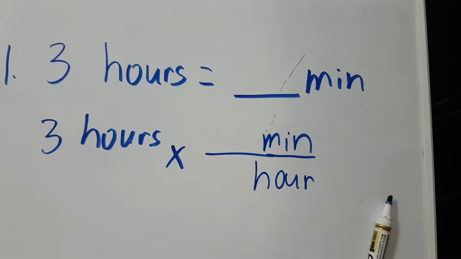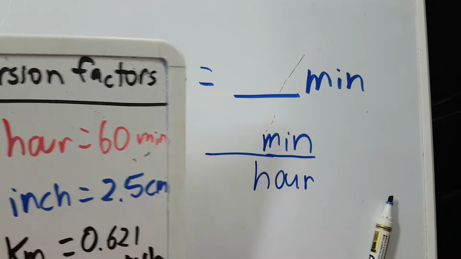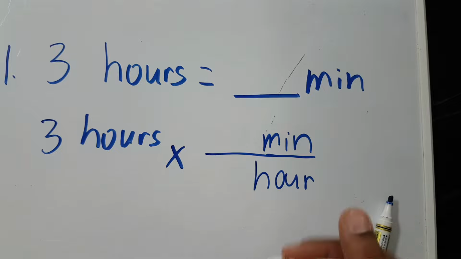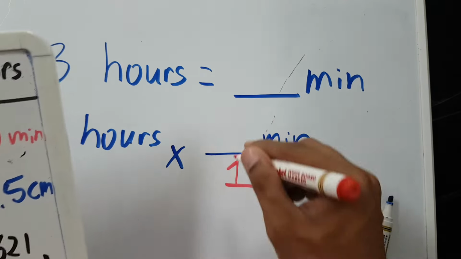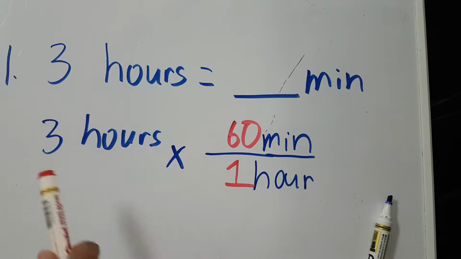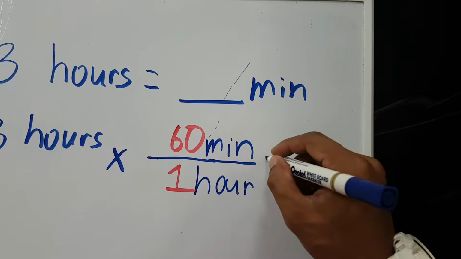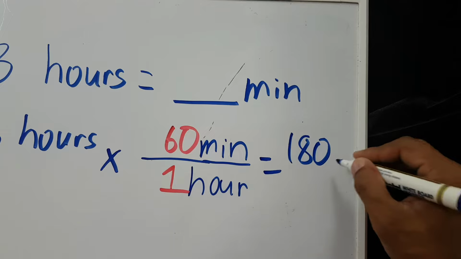So let's fill it in. Let's take a look again. We have 1 hour, so therefore the 1 goes here. And then we have the number 60, so we're going to put 60 there. This is a simple multiplication problem. We multiply 3 by 60. That is going to give us 180 minutes.